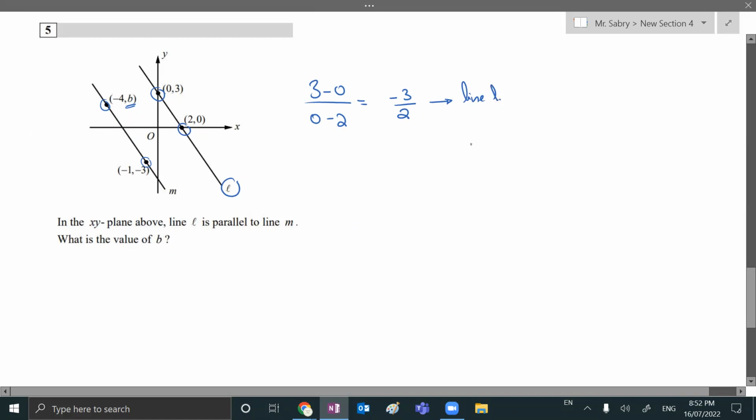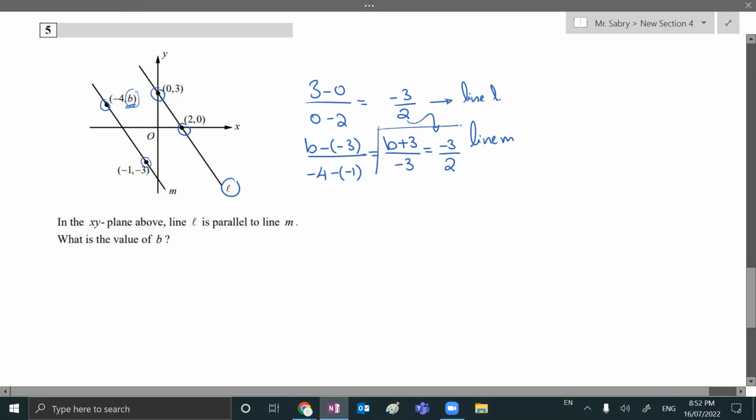Now line M, which is another line, should have the same slope. So let's try to calculate the slope for line M, even though this is a b. So I'll do b minus -3 over -4 minus -1. Simplify this a bit more. This will become b plus 3 over -4 plus 1 is just -3. Now, since line L and M are parallel, they should have the same slope. So I can take this slope of line L and make it equal to line M, right there.